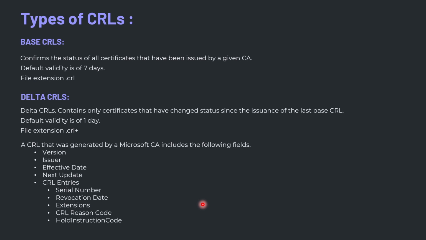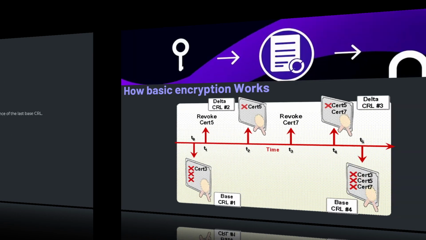Now, what are the fields that will be included in the CRL? The CRL file will have the version, the issuer, effective date, next update, and CRL entries. In the CRL entries we will find all the details: the serial number of the certificate, revocation date, extensions, CRL reason code, and hold instruction code. Now I'll go on to how it works.